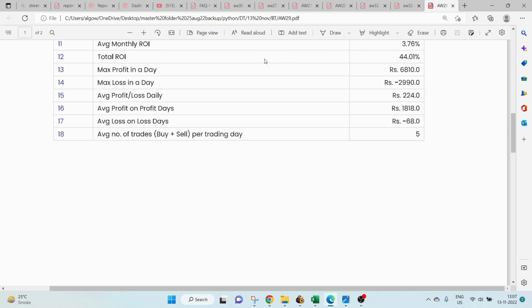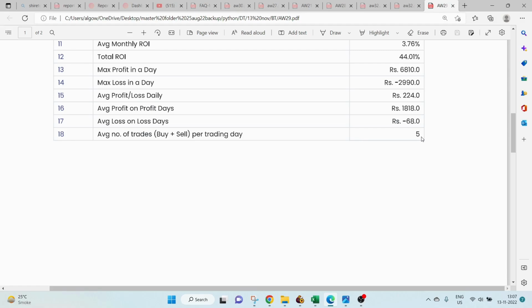44.101% is total ROI in this particular period. And then another point, you see point number 18, number of trades buy plus sell per trading day is only 5, average is 5. So which is nothing basically.